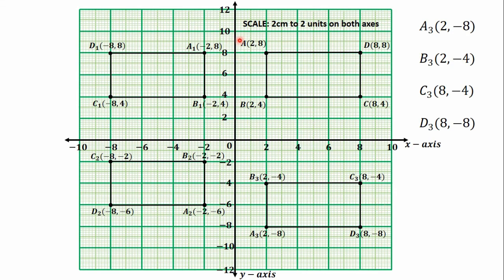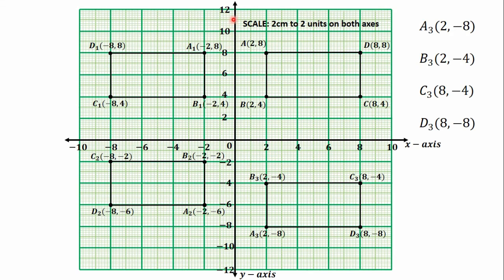We were asked to draw the rectangle ABCD. Then we reflected the rectangle ABCD using the y-axis as our mirror line to get the rectangle A1, B1, C1, D1. After that, we reflected the rectangle A1, B1, C1, D1 using the line y is equal to 1 as our mirror line to get the rectangle A2, B2, C2, D2. Then, lastly, we reflected the rectangle ABCD using the x-axis as our mirror line to get the rectangle A3, B3, C3, D3. Now you see something very interesting here.